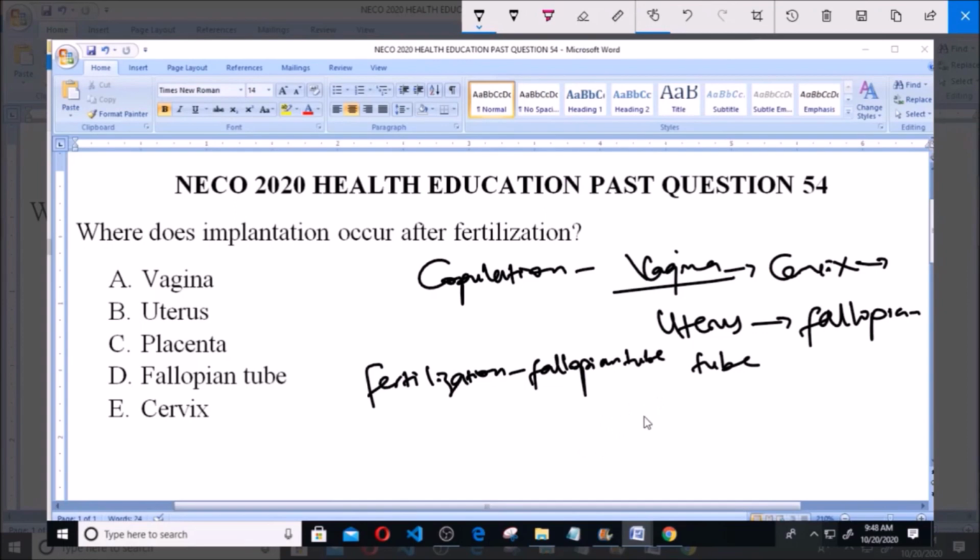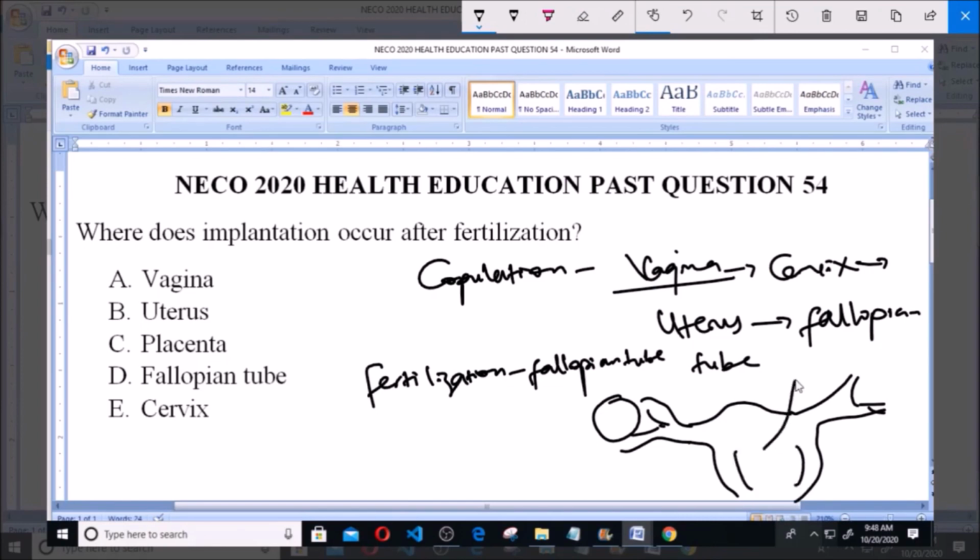Now let me represent it diagrammatically. Let's take, for instance, this is the ovary here. Then you have your fallopian tube like this. You have another fallopian tube like this. Now, this is the uterus here. This is the uterus. This is the fallopian tube. And let's assume this is the ovary.